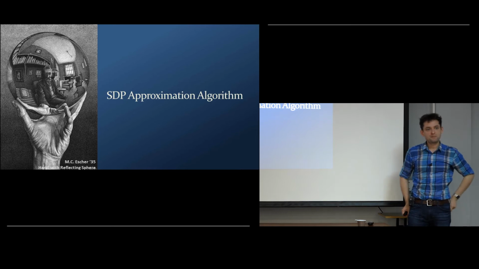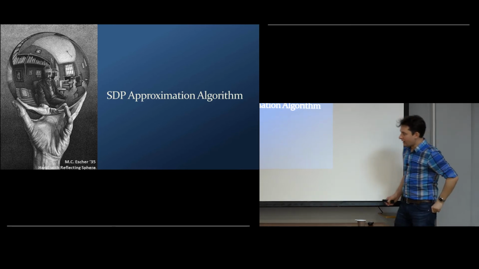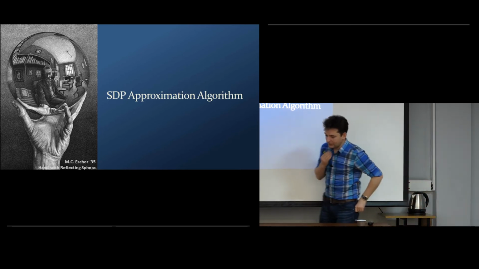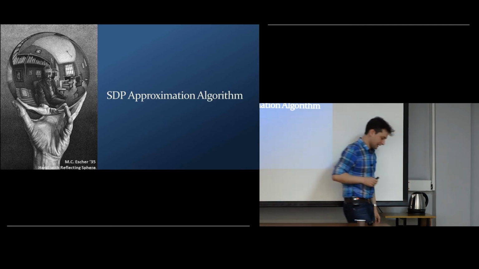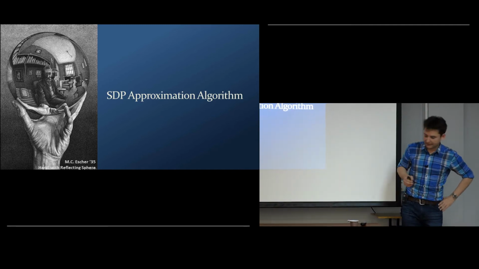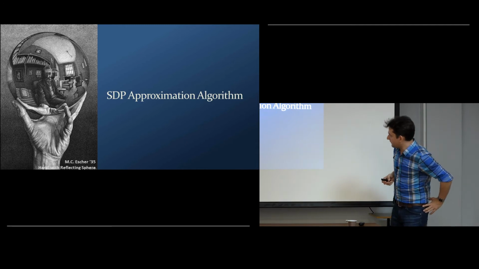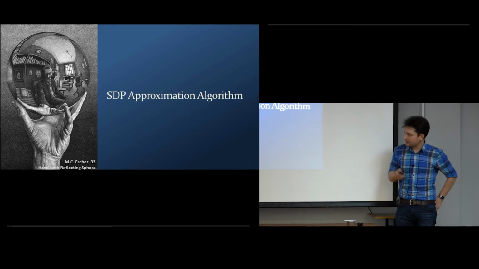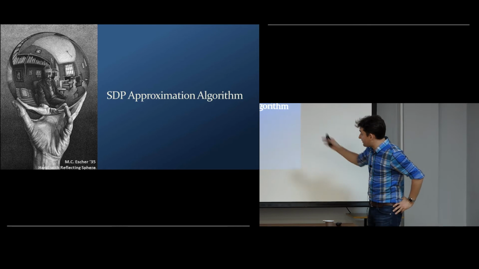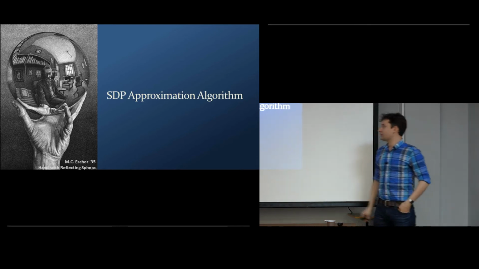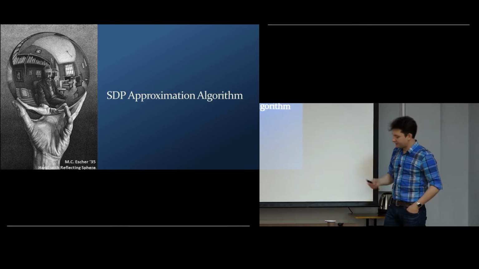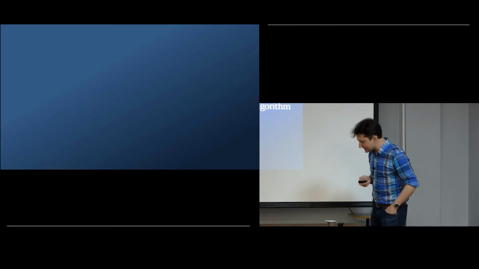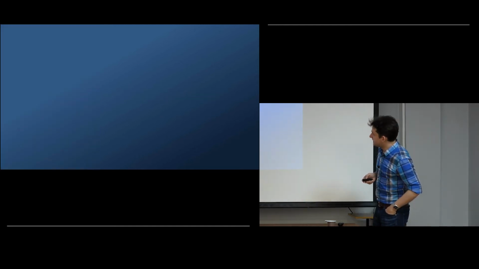More questions? Okay, so now I'll tell you about the algorithm, at least some ideas behind the algorithm. The algorithm uses semi-definite programming. This is a very powerful technique that's used for many graph partitioning problems. So what is it? It is similar to linear programming.